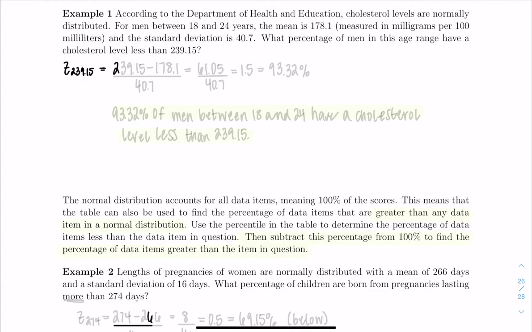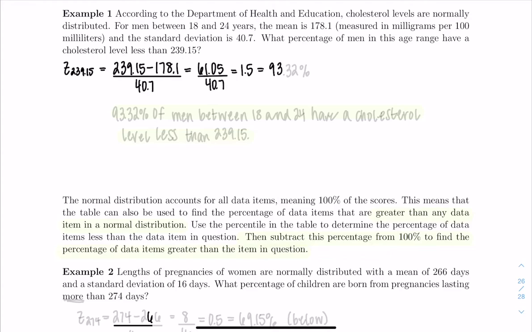So we take 239.15 and we subtract the mean, which was 178.1, and then we're going to divide by the standard deviation, which is 40.7. So on top we get 61.05 divided by 40.7, or we get 1.5.